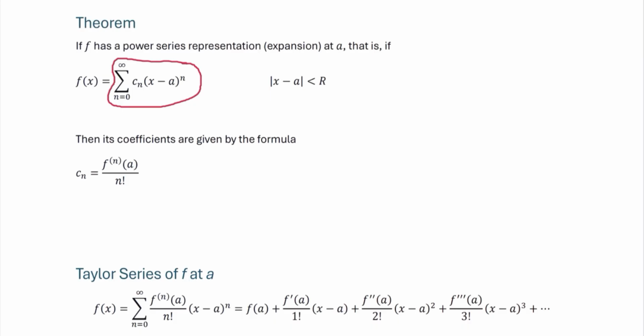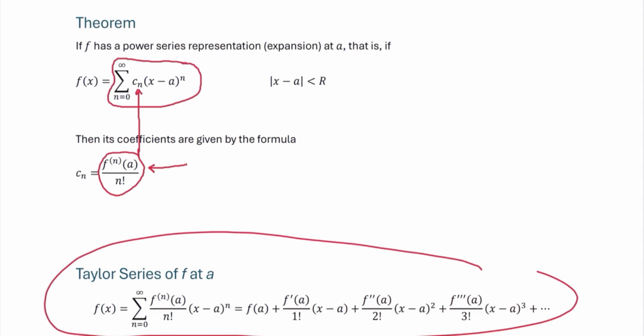And what we're going to do now is start taking derivatives of those. So that's what we have here. This f to the n, that is the nth derivative of f at a. So this expression, the nth derivative of f at a divided by n factorial, we're going to replace that c sub n with. And that's going to give us what we have down here, the Taylor series of f at a.